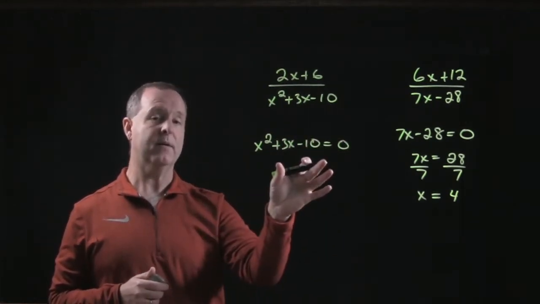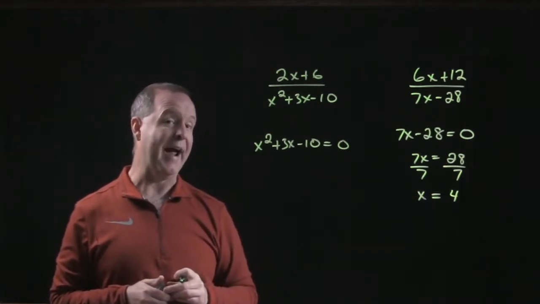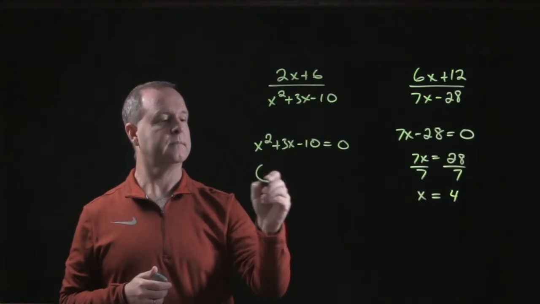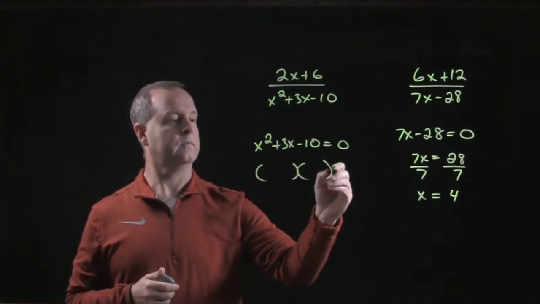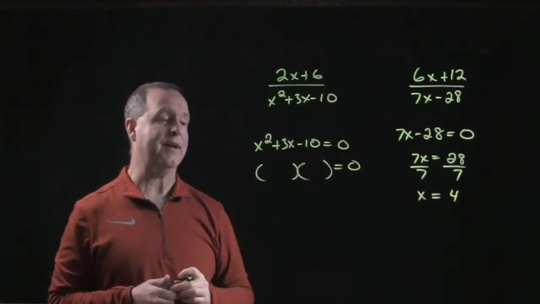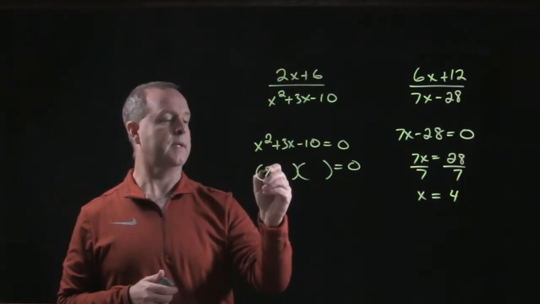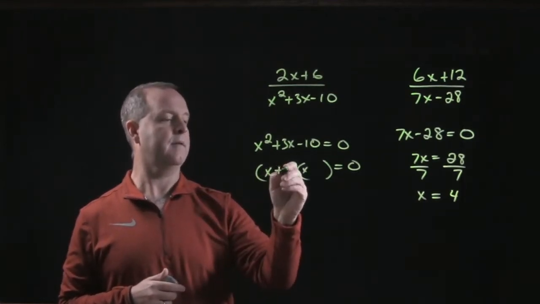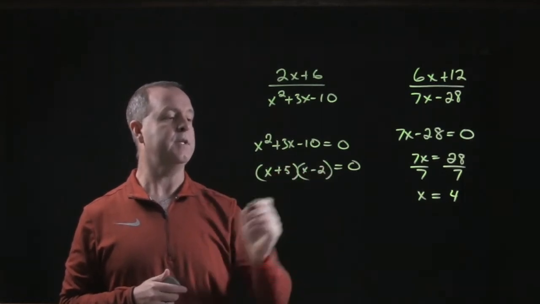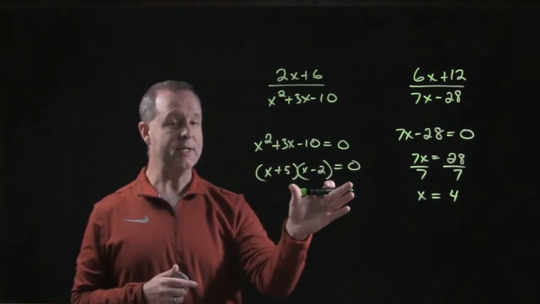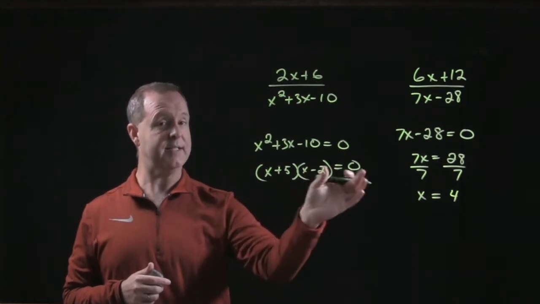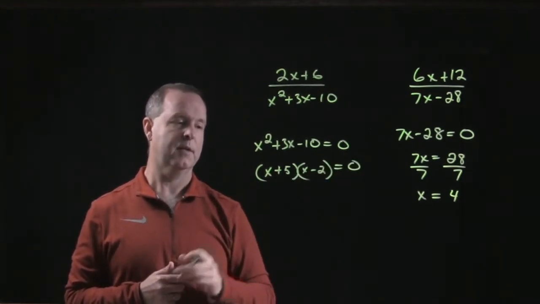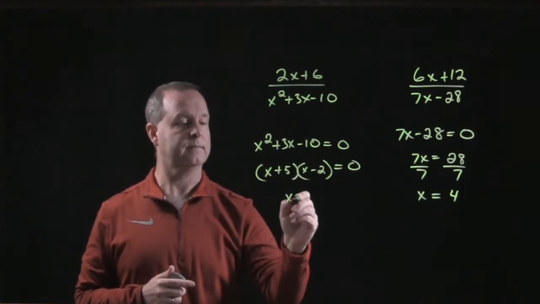We have a trinomial. We've learned in the past how to factor a trinomial or to solve a trinomial. I'm going to first see if it factors cleanly into x and x. It looks like it factors into a positive 5 and a negative 2. For this to be true, either x plus 5 has to equal 0 or x minus 2 has to equal 0.